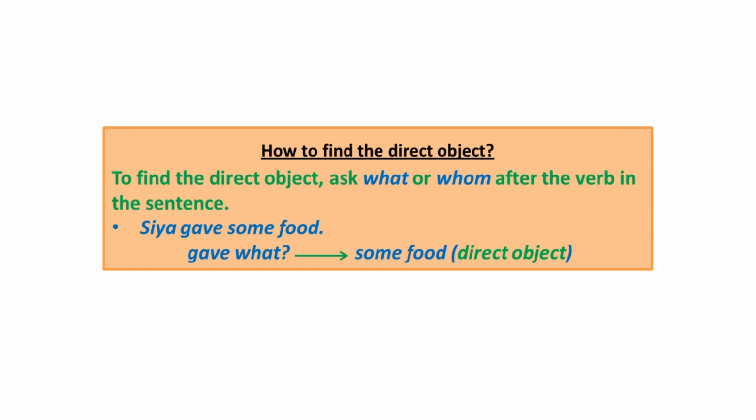So once again, to find the direct object, ask what or whom after the verb in the sentence. Here, look at the example. Sia gave some food. We ask the question, gave what? And you get the answer, some food. So that answer, some food, is the direct object of that sentence.